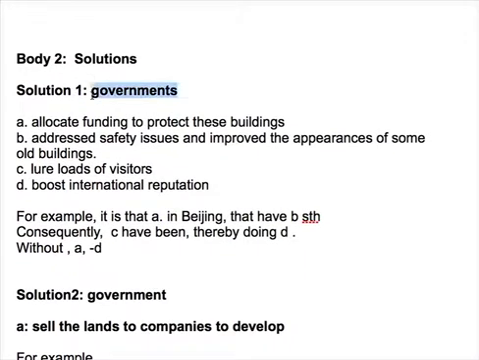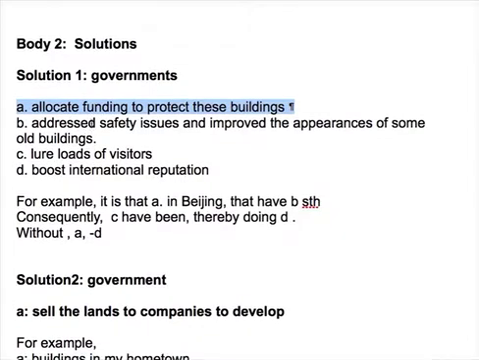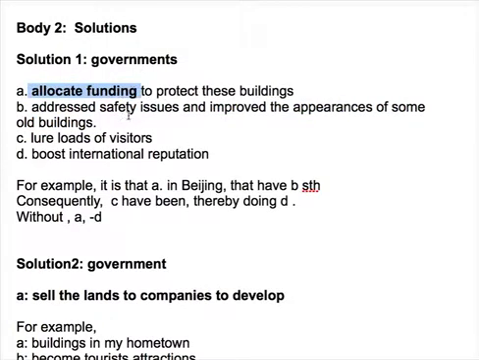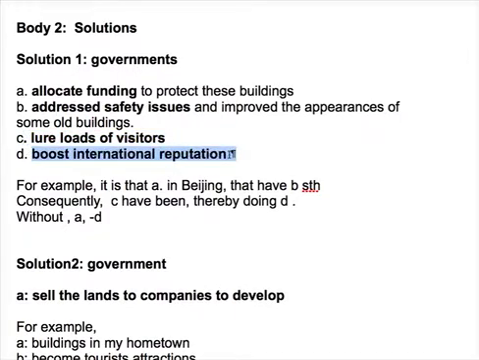So let's have a look at the solutions. Solution number 1 is to allocate funding to protect these buildings. You can address the safety issues and improve the appearances. Allocate funding is a high mark phrase, and so is address issues. Also, lower loss of visitors, boost international reputation. This is what the government needs to do.